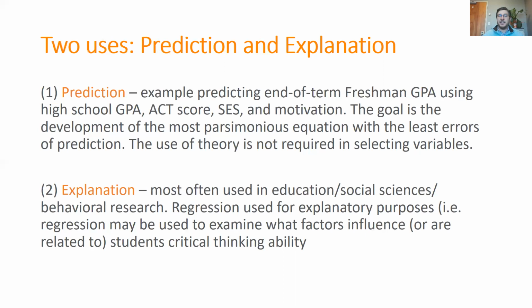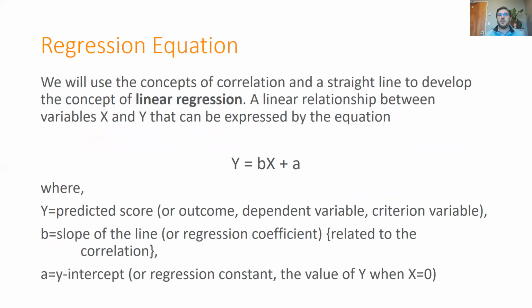Most often in academic research, we use regression to explain the relationship between variables. We want to examine what factors influence, say, students' critical thinking, or what factors are related to some outcome, and regression analysis also tells us that. In this class, we're only going to look at simple linear regression, or bivariate regression, where we only have one independent variable. Lots of times in regression analysis, you'd put more than one independent variable in the analysis, but in this course we're going to start simply with just one independent variable.